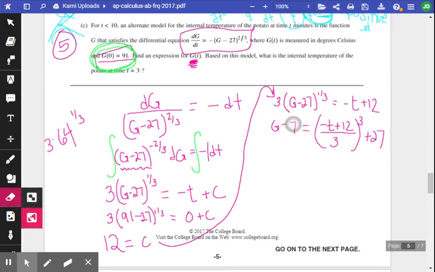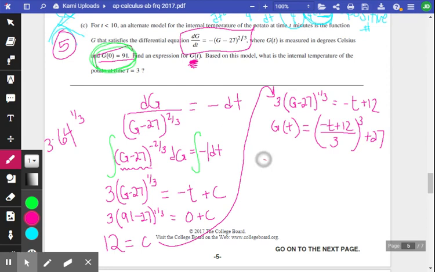Go ahead and do that more slowly if you want. So g equals that. Yes, I'm sure you could have it look a little differently, but that's basically the idea. So g of t equals that. And then what is the internal temperature of the potato at time equals 3? I'll be happy if I never see the word potato again. So g of 3, plug in 3. So negative 3 plus 12 is 9. 9 over 3 is 3. 3 to the third is 27. 27 plus 27 is 54 degrees Celsius.